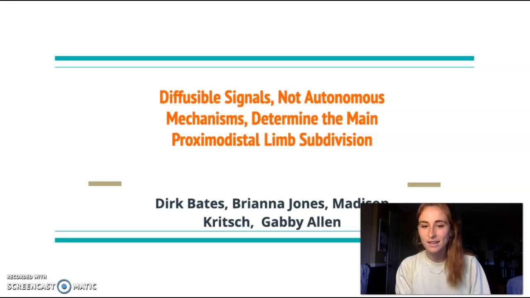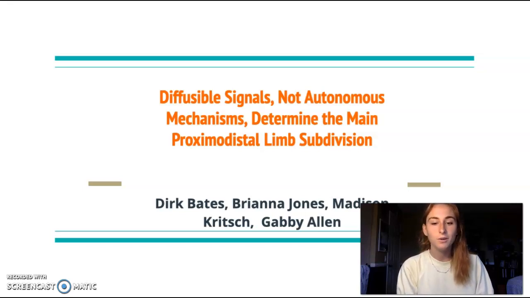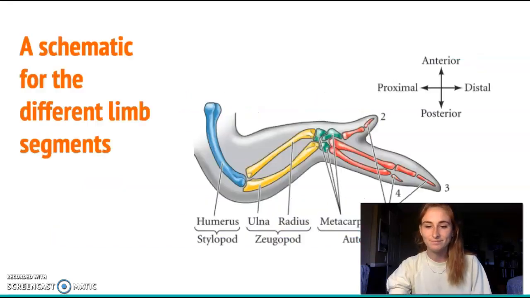during these times. With that, we are going to be talking about the diffusible signals, non-autonomous mechanisms, and how they determine the main proximal distal limb subdivisions. And this is Dirk, me, Brianna, and Maddie.